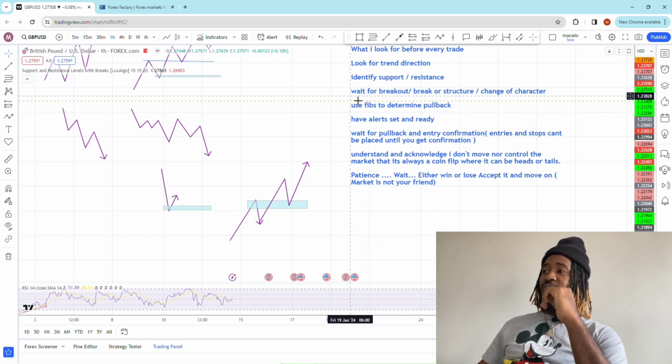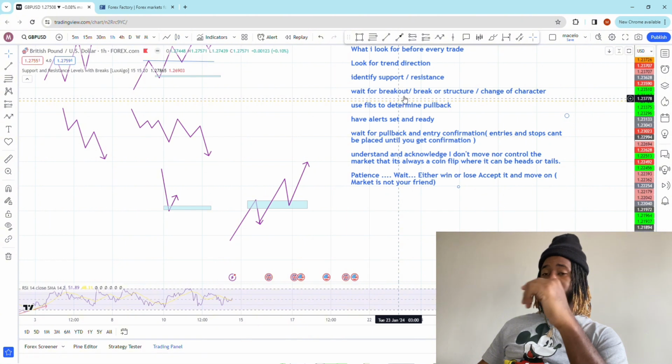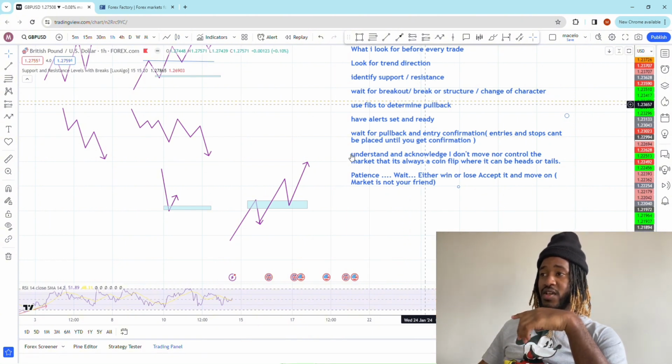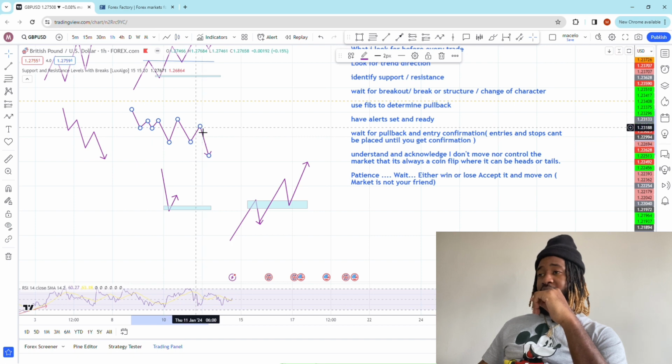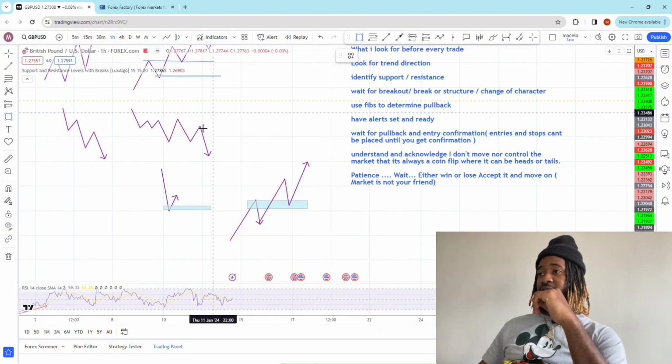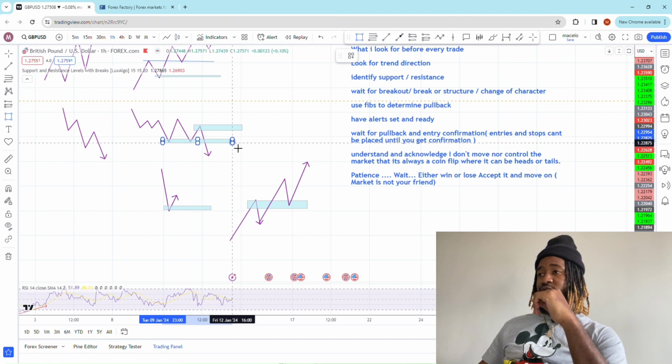I will always wait for a breakout, which is either a break of structure like this or a change of character. So a change of character would be, if I have this right here as a downtrend, this would be my last low, this would be my lower high. So this would always be considered a zone for me. And this will always be considered a zone for me. So this would be my support, this would be my resistance. This is where the market is at the moment.